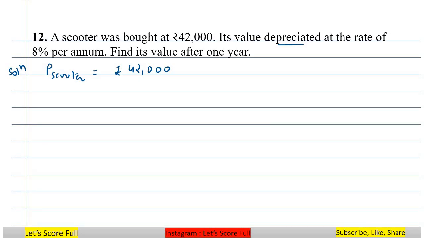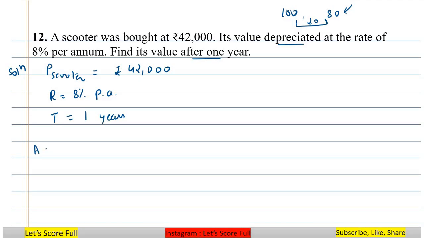And how much is it? Suppose one thing was 100 rupees. Now if someone is selling this for 80 rupees, the depreciated value is 80 and the depreciation is 20 rupees, right? So that's what it says. Its value depreciated at the rate of 8%. So rate is how much? 8% per annum. As it is depreciated, value is decreasing. We have to make a little change in the formula. So time period is, it says, after 1 year, right?